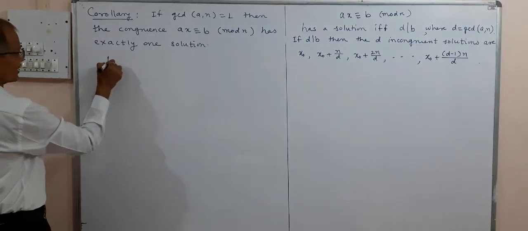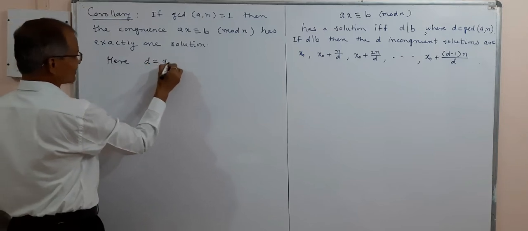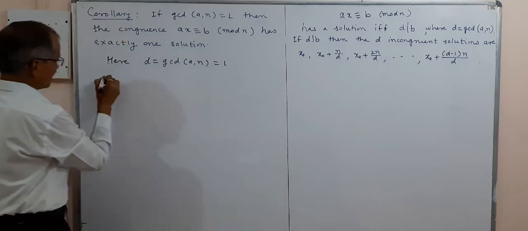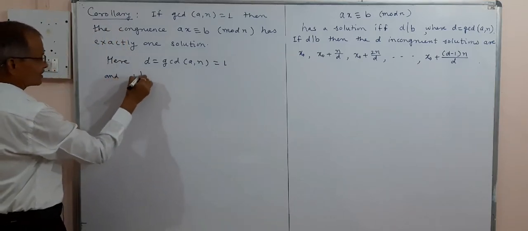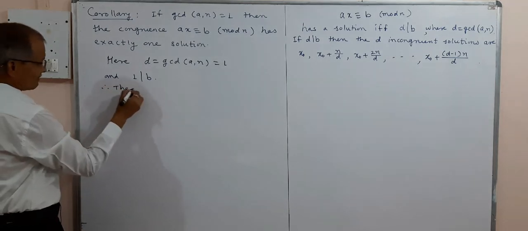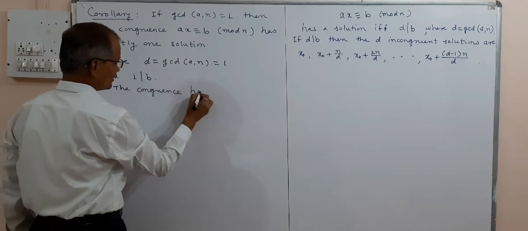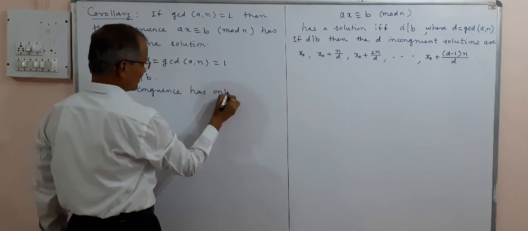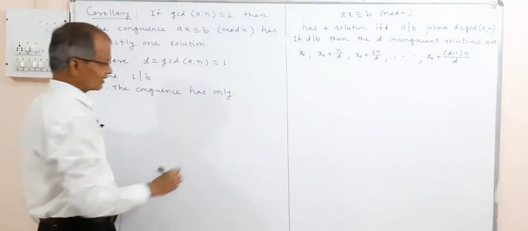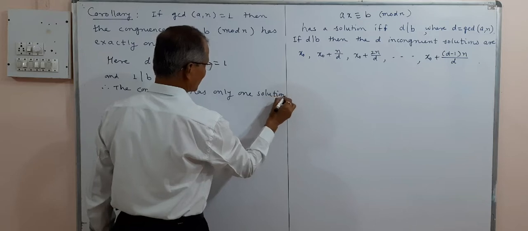So here we may consider d, the GCD of a and n, is equal to 1, and 1 divides b. Therefore the congruence has only one solution. d number of solutions are there, and here d is 1, so it has only one solution. That is the meaning of this corollary.